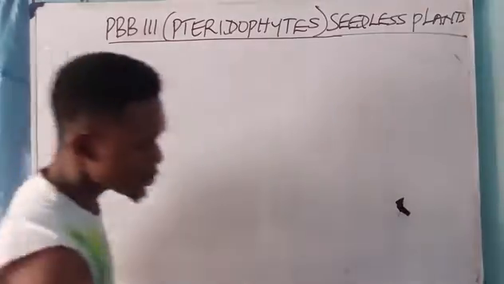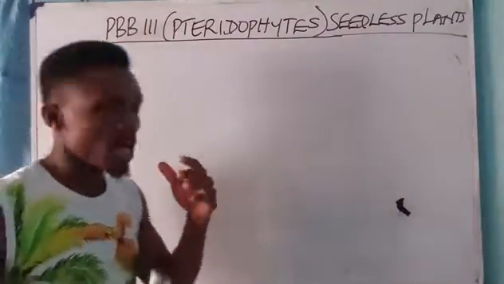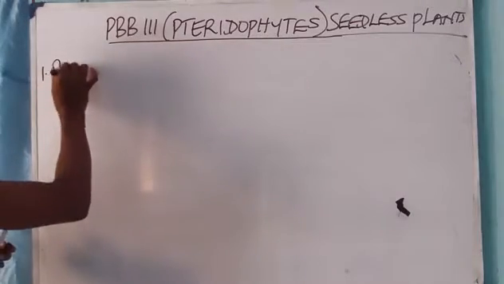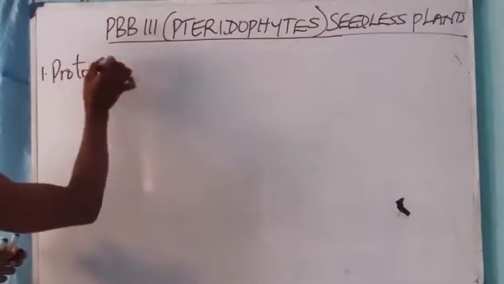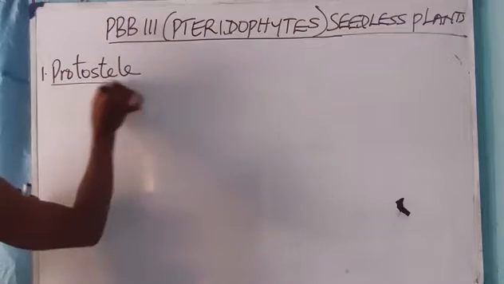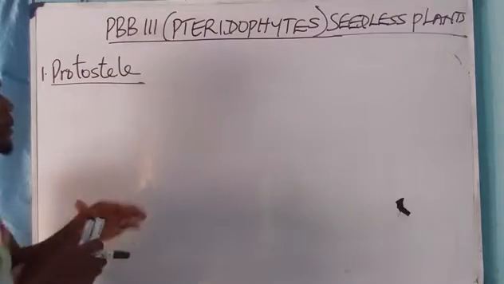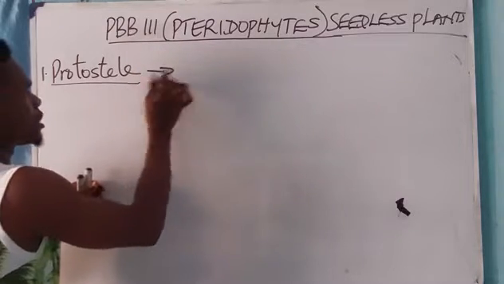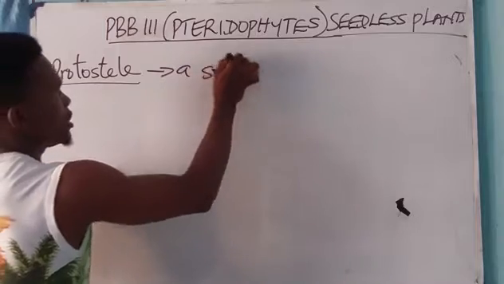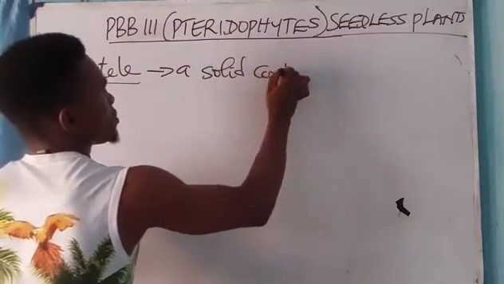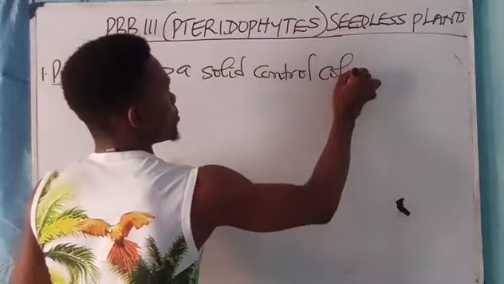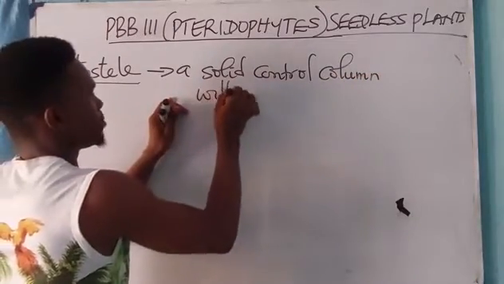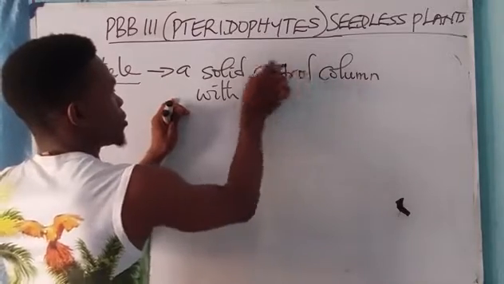Now the vascular bundles in pteridophytes are arranged differently. We have one called the protostele. The protostele is a type of arrangement in which there is a solid central column in the stem without pith.